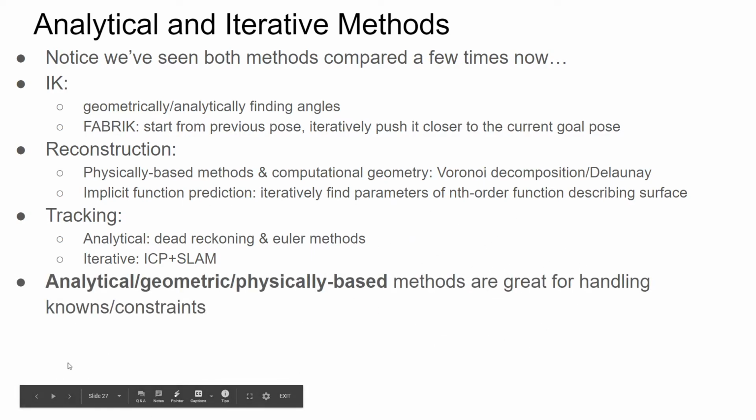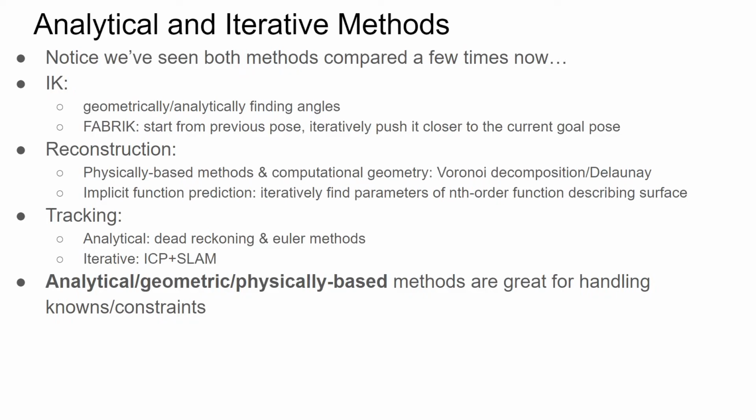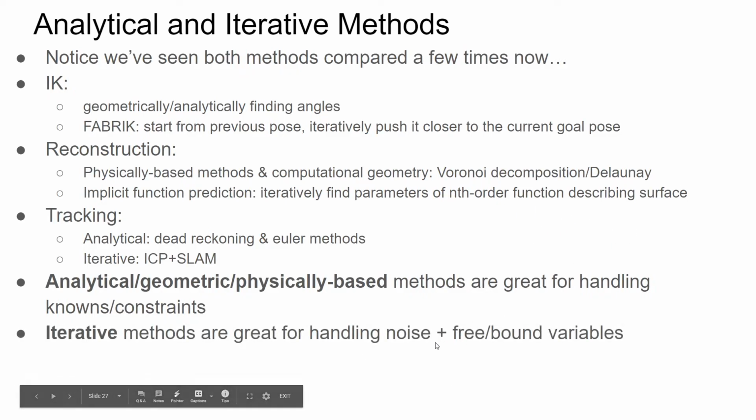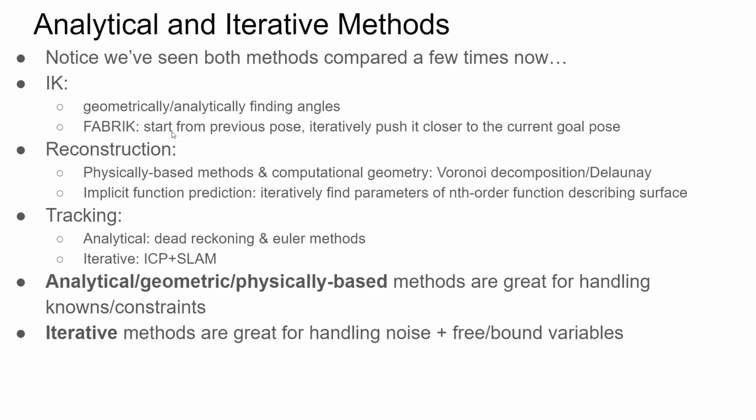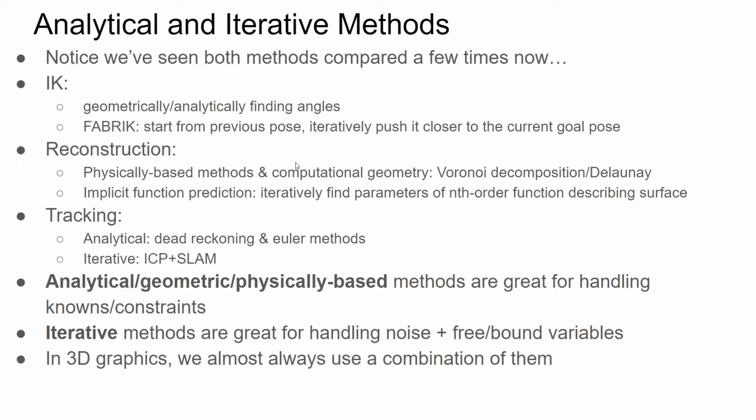So these analytical or geometric or physically based methods that we've seen are really good for handling things that we know or constraints that are really well defined. The iterative methods are really good for handling things that have noise, or if you have a free or a bound variable. Like in IK, there's almost always some rotation that you don't know for sure. You have a range of rotation that's possible, but you don't know the exact one.